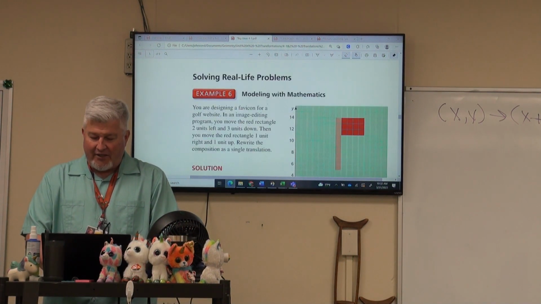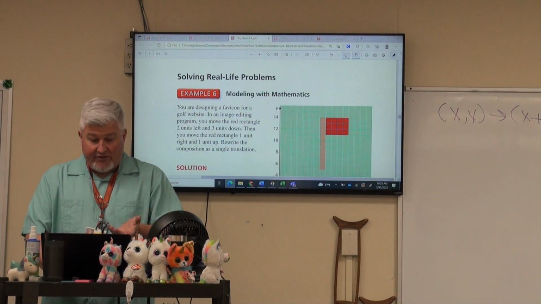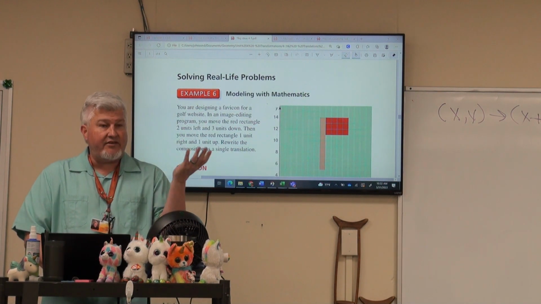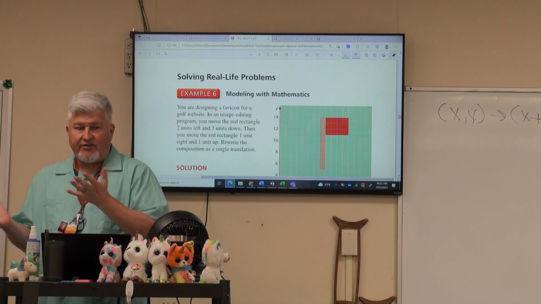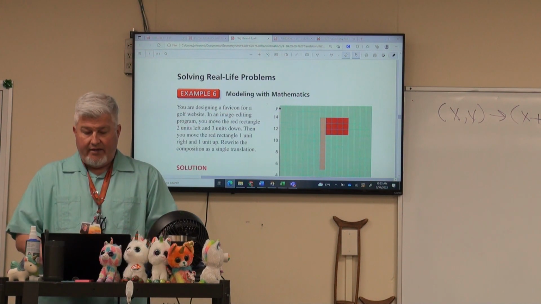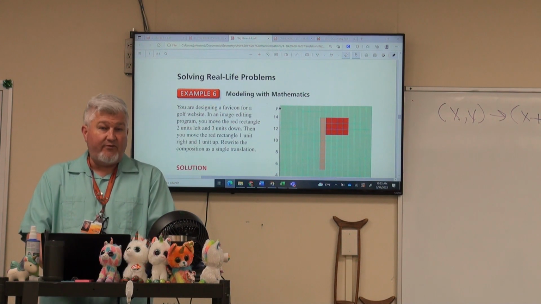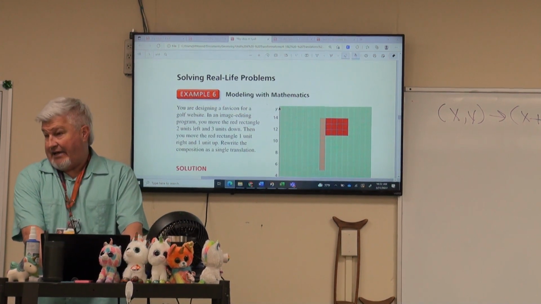So here is modeling with mathematics, okay? And of course, as you can imagine, computer programming for graphic design and video gaming and architecture and things like that, you are translating and moving things all of the time, okay? And so this is a very simplistic one. You're designing what's called a favicon, which I've never heard of before. I guess it's your favorite icon, I don't know.